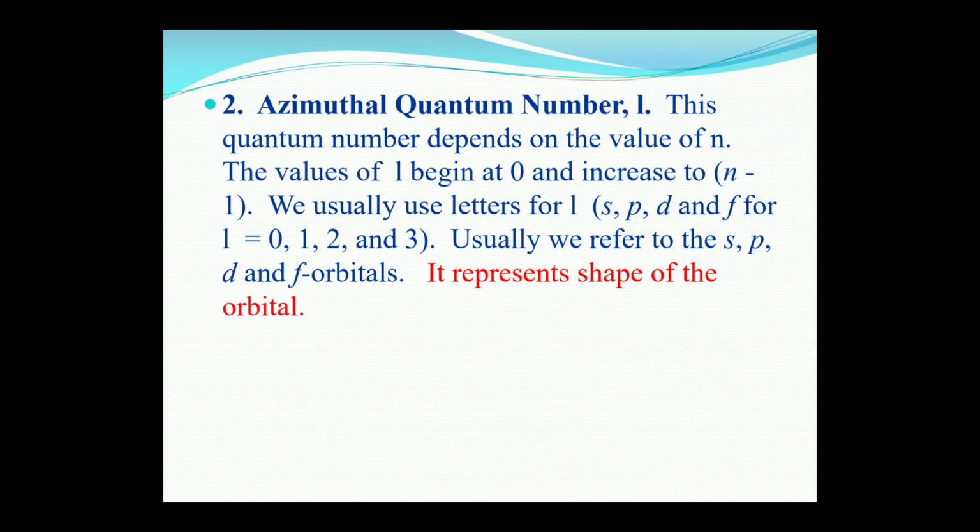Next one is your azimuthal quantum number. This quantum number depends on the value of n, and the value of l begins at 0 and increases to n minus 1. So we usually use letters for l, s, p, d, f, for l is equal to 0, 1, 2, 3. So usually we refer to the s, p, d and f orbitals. It represents the shape of the orbitals. n is equal to 1, so l is equal to 0, so l is equal to n minus 1. So in this way we can find out the value of l.